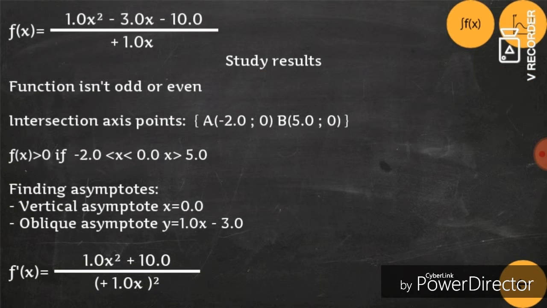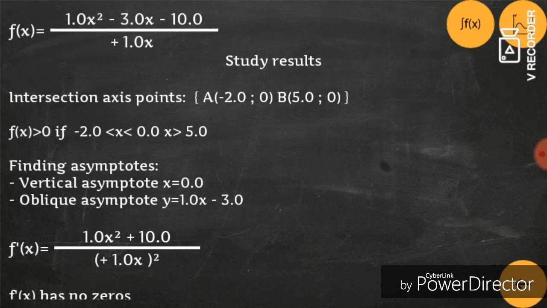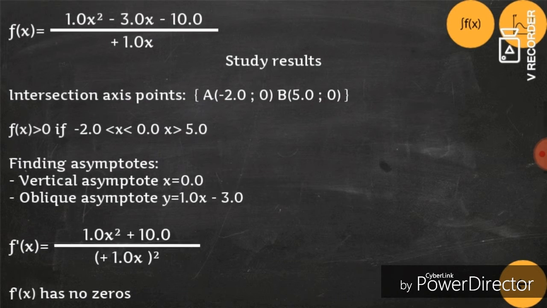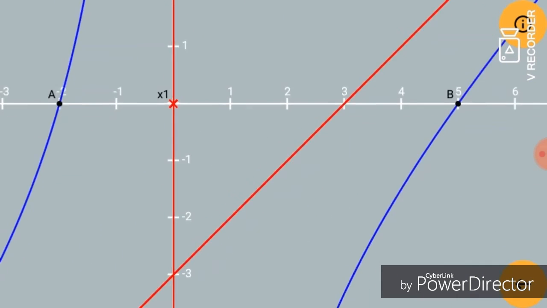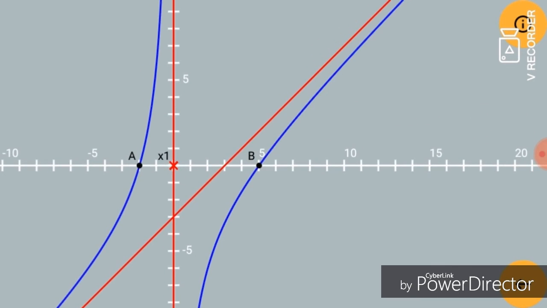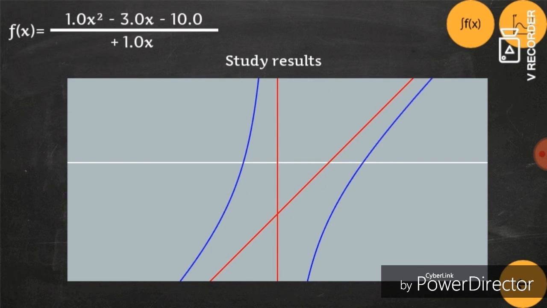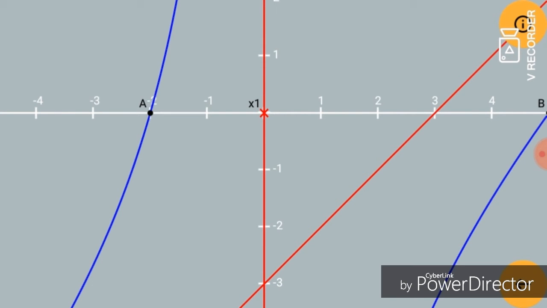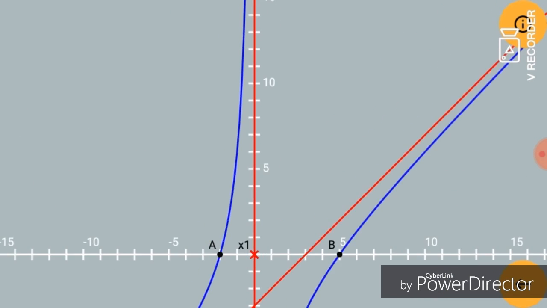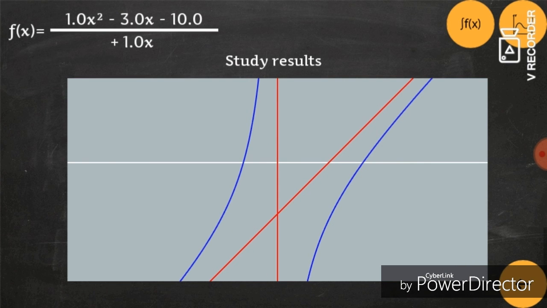Next is the zeros. F of x is greater than 0 if x is between negative 2 and 0, or x is greater than 5. In finding the asymptotes, we have the vertical and the oblique asymptote. The vertical asymptote is x is equal to 0, while the oblique asymptote is y is equal to x minus 3, where x is the value of all integers. And lastly, for the range, it is the set of all real numbers except 0.